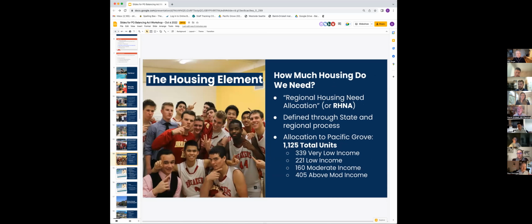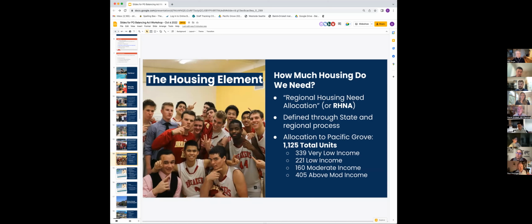So the state has a methodology to project housing needs over the 8-year planning period. The methodology is defined in state law. The regional need number is given to, in our case, the Association of Monterey Bay Area Governments, or AMBAG. And then the AMBAG board, of which Pacific Grove is a participant and has a representative, develops a methodology to distribute that regional number to each of the jurisdictions, and each jurisdiction is given a number. Right now we have a draft number. It's not finalized, but we don't expect it to change much, if any.